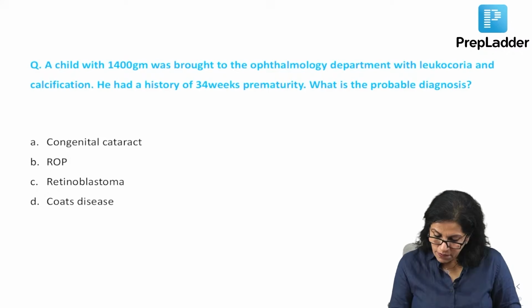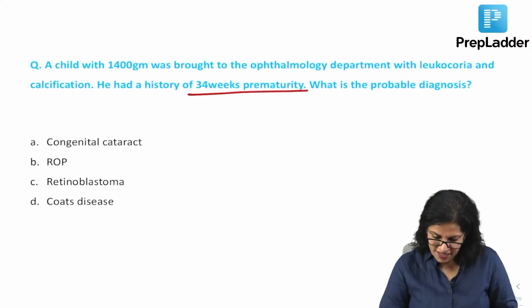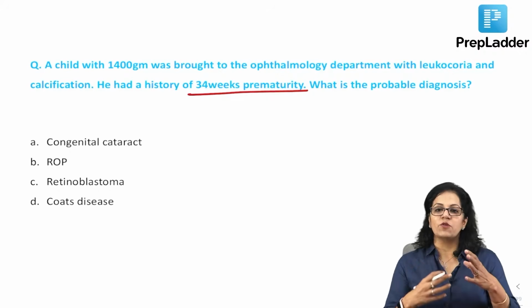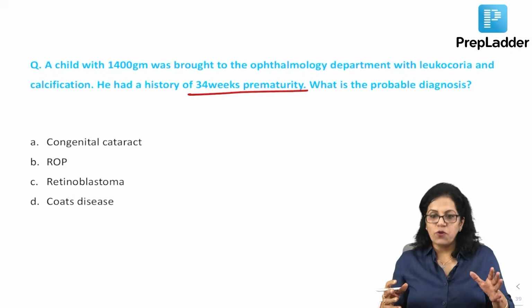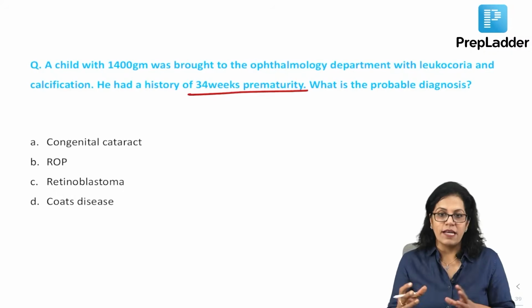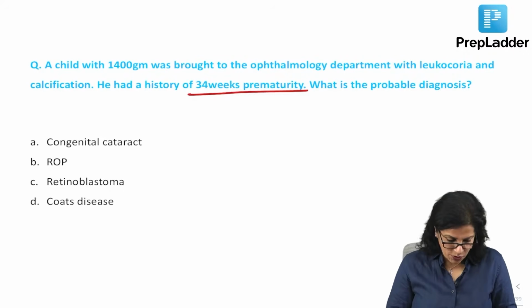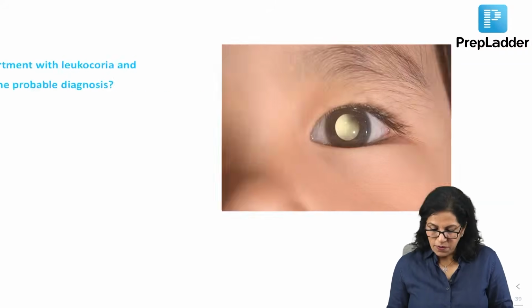A child with 1400 gram weight was brought to the ophthalmology department with leukocoria and calcifications. He had a history of 34 weeks prematurity. What is the probable diagnosis? See, the history keeps our mind towards ROP, but then suddenly there is leukocoria with calcification and a mass with calcification. How can it be ROP? In that case, what do you answer? Yes, the answer will be retinoblastoma.